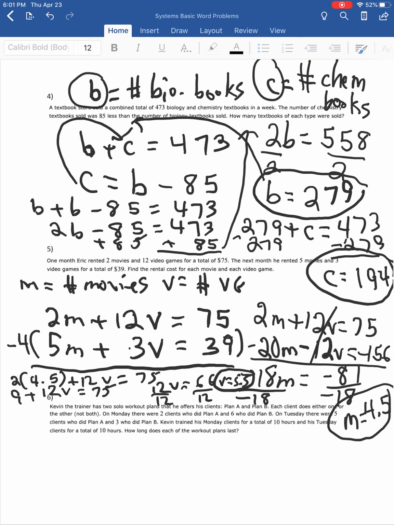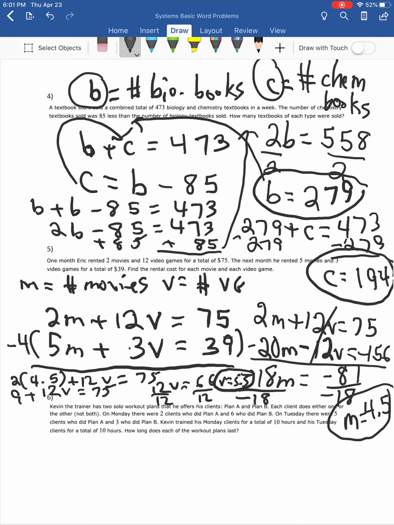Last one. Kevin, the trainer, has 2 solo workout plans that he offers his clients, Plan A and Plan B. Each client does either or the other, but not both. On Monday, there were 2 clients who did Plan A. So I'm going to say 2A and 3 who did Plan B. Okay, so that's on Monday. And he trained his clients a total of 10 hours, so equals 10. Okay, this is info about Monday.